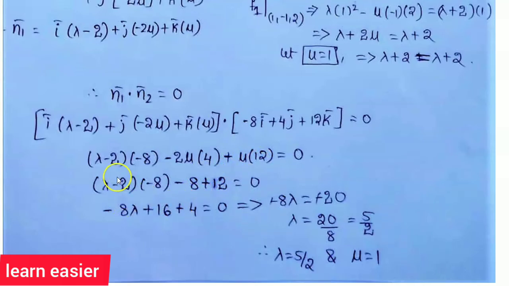So finally we have minus 8 lambda. Minus into minus is plus, so we get 16, and here minus 8 and plus 8... 12 minus 8 is 4. So finally we have minus 8 lambda plus 20 equal to 0, that equals minus 8 lambda minus 20 here. Minus and minus are cancelled out, we get lambda equal to 20 by 8. 20 and 8 are cancelled by 4, so 4 5s and 4 2s, we get 5 by 2. So finally we get lambda as 5 by 2 and mu is 1.